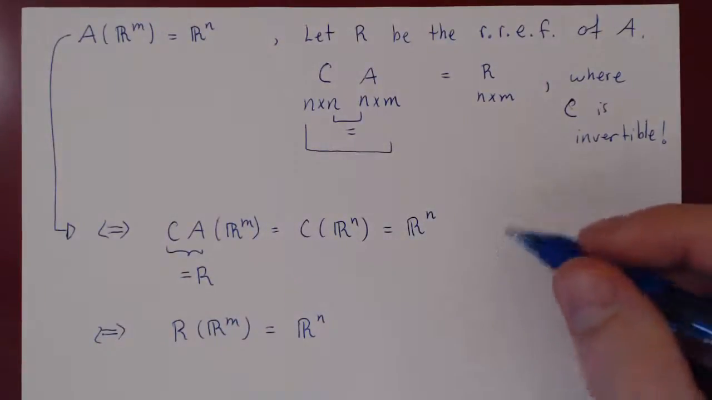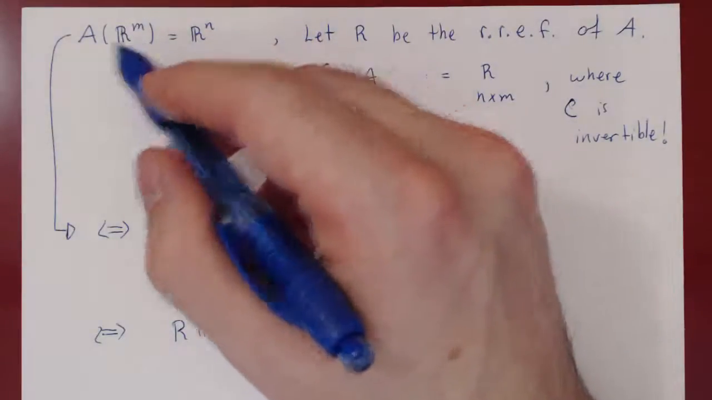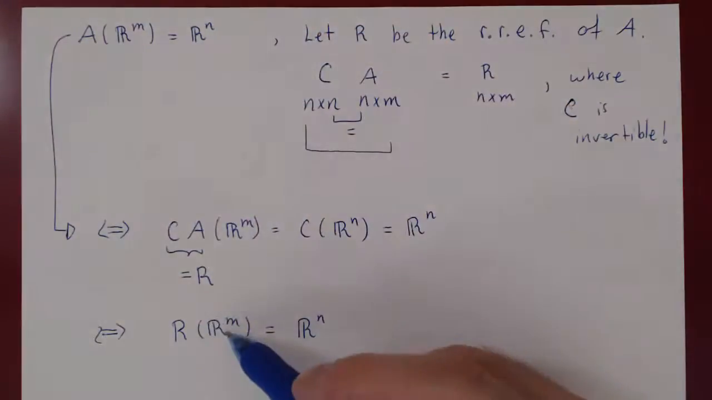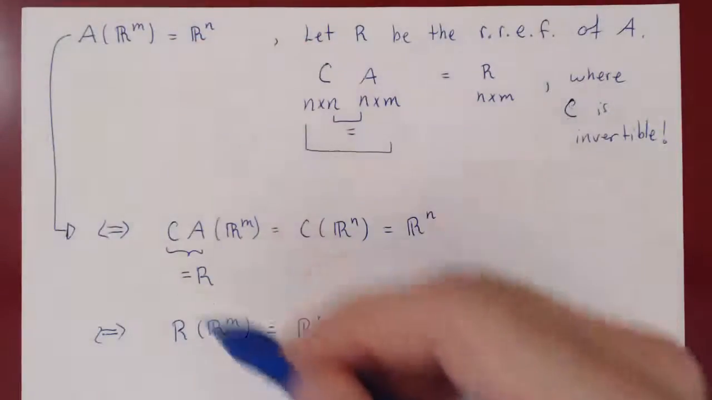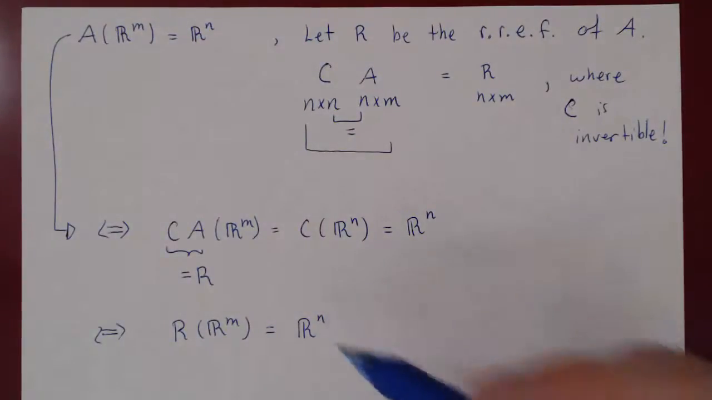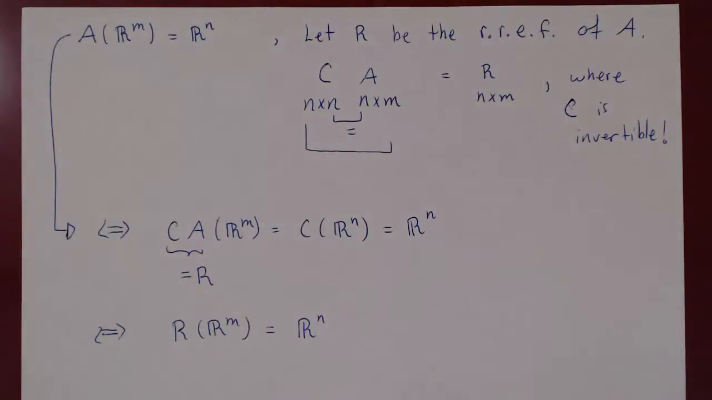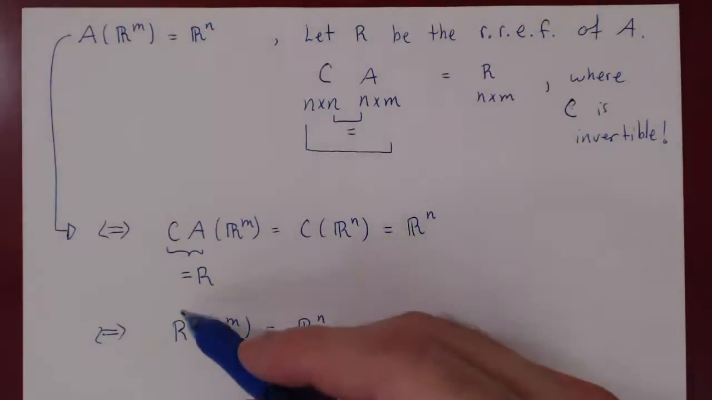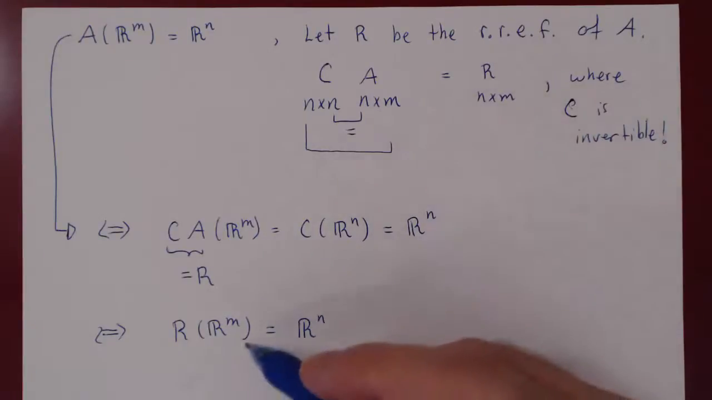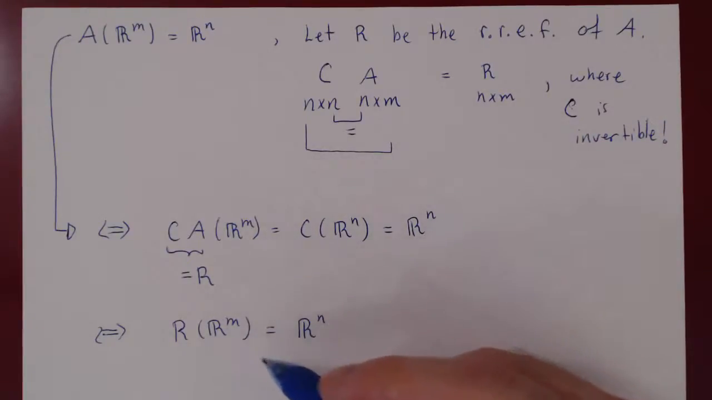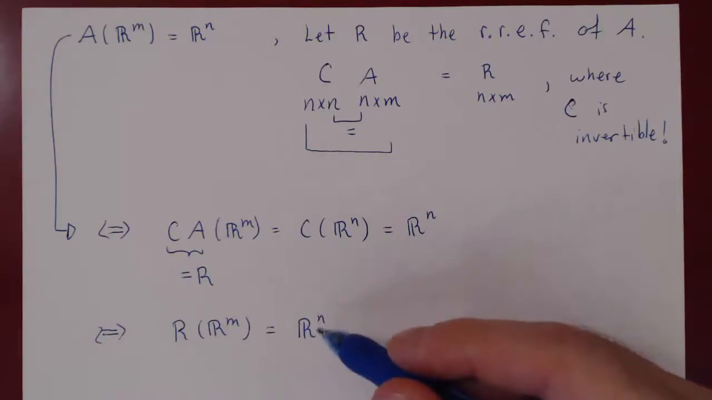So what we have right now is, you see, the image of Rm under A is Rn if and only if the image of Rm under the reduced row echelon form of A is Rn. And now, I claim that we're basically done. Why? Let's just rewrite this equality as a linear system, right? We would have a rectangular n by m matrix times a vector in Rm, giving every possible vector in Rn.